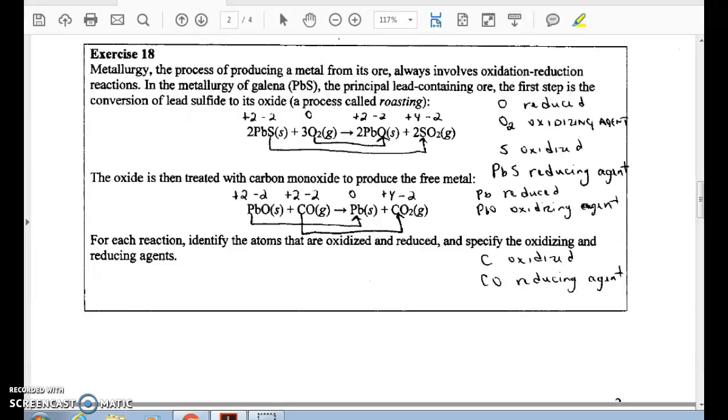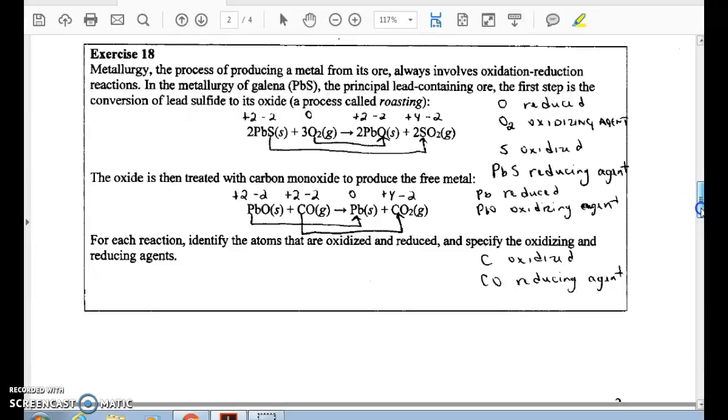Also, in the second equation, I've done the same thing, and again, I'm looking for those atoms that change in oxidation state. So going down in oxidation state from +2 to 0 for the lead is reduced, and going up from +2 to +4 for the carbon is oxidized. So the lead atom is reduced, the carbon atom is oxidized, so the reactant that contains lead 2 oxide is the oxidizing agent, and the reactant that contains carbon, the carbon monoxide, is the reducing agent.